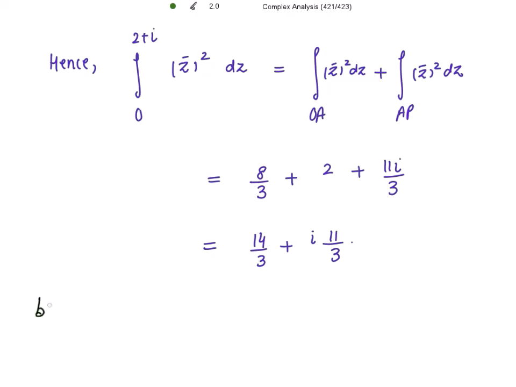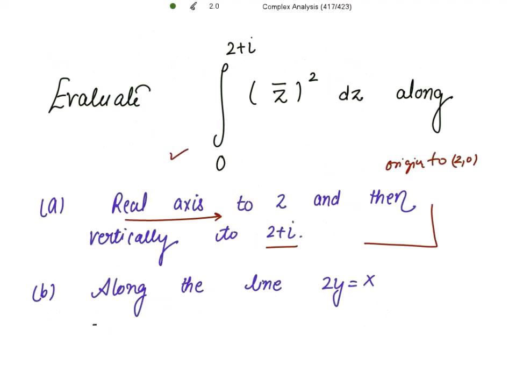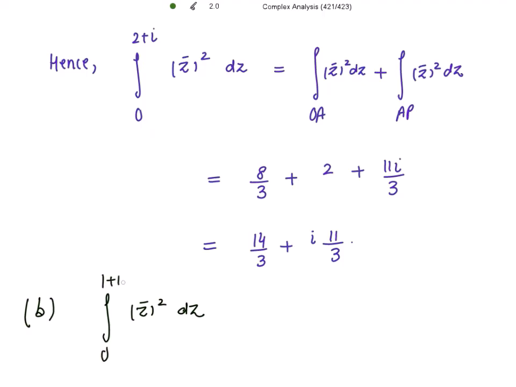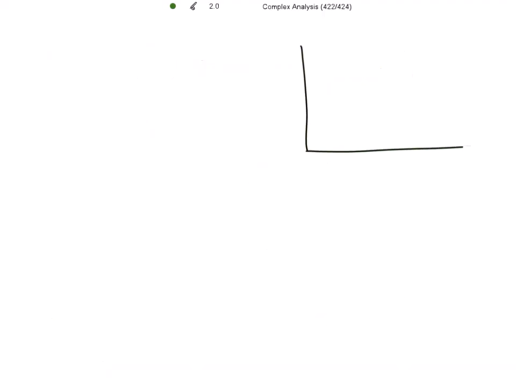Now moving on to the second part. For that, we have to evaluate the integral along the line 2y equal to x, from 0 to 1 plus iota, along 2y equal to x. We have to first plot the line 2y equal to x.